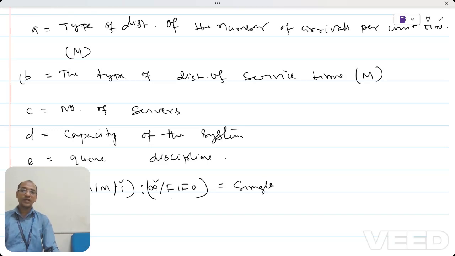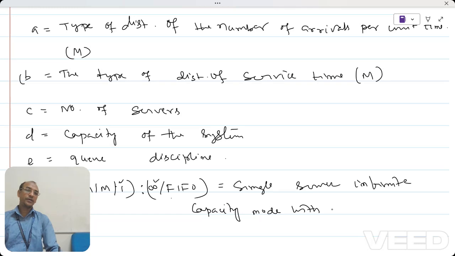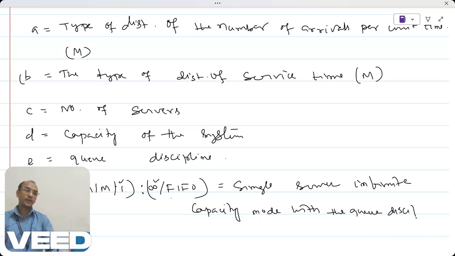single server infinite capacity model with the queue discipline first in first out. Like that, these two are always fixed in this case because the arrival pattern and service pattern are Markovian. So MM will be there in place of A and B, and C will be the number of servers. Whatever the number of servers, we will name the model accordingly.